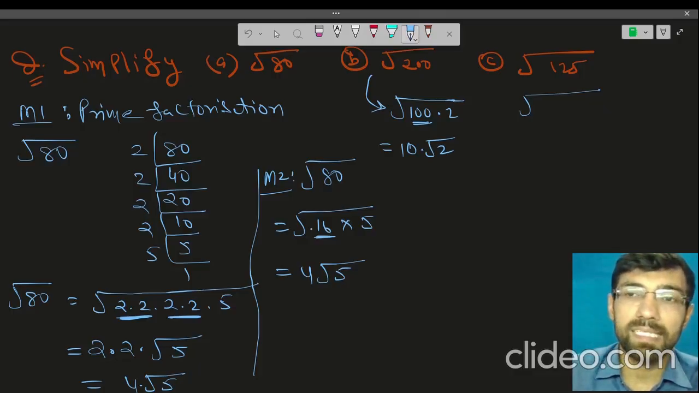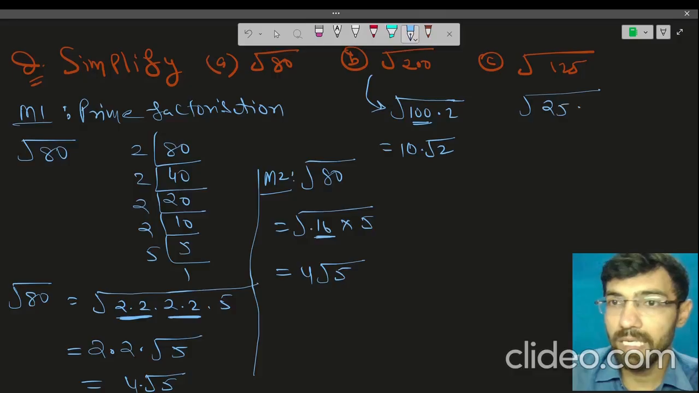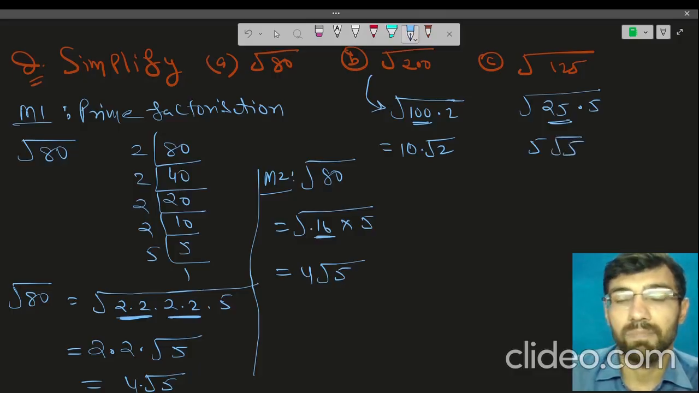125, we can split it as 25 times 5, 25 into 5. And 25 is a perfect square. For 25, 5 will go outside. So it will be 5 root 5. Yeah, this is the next one.